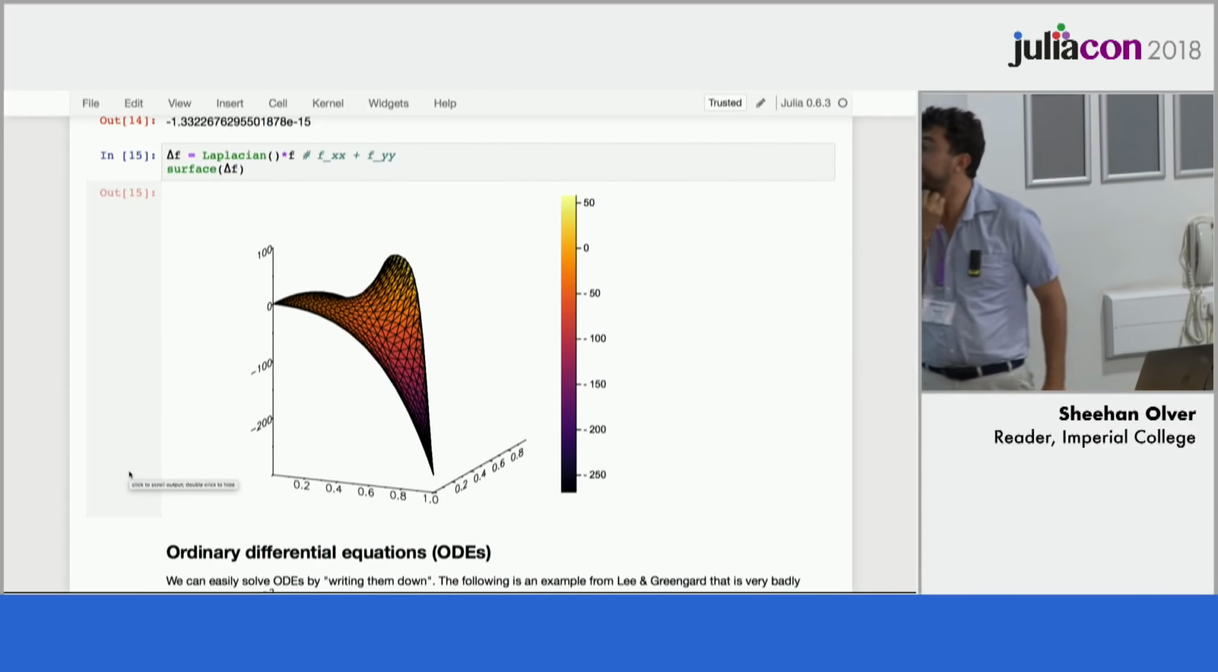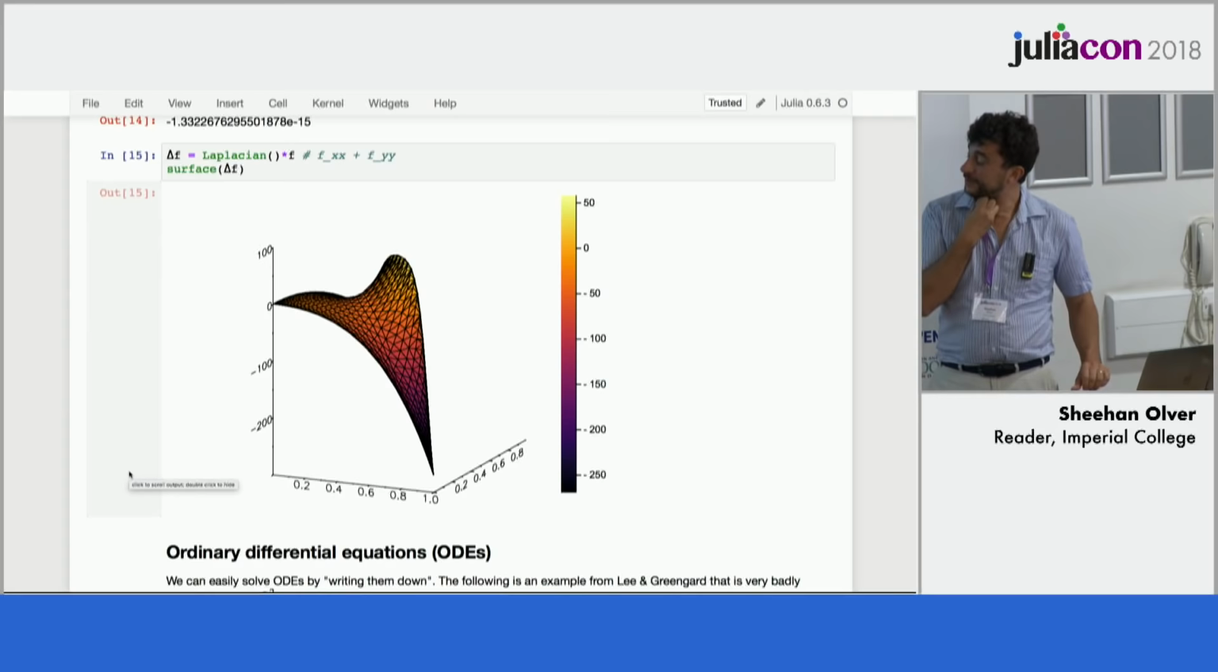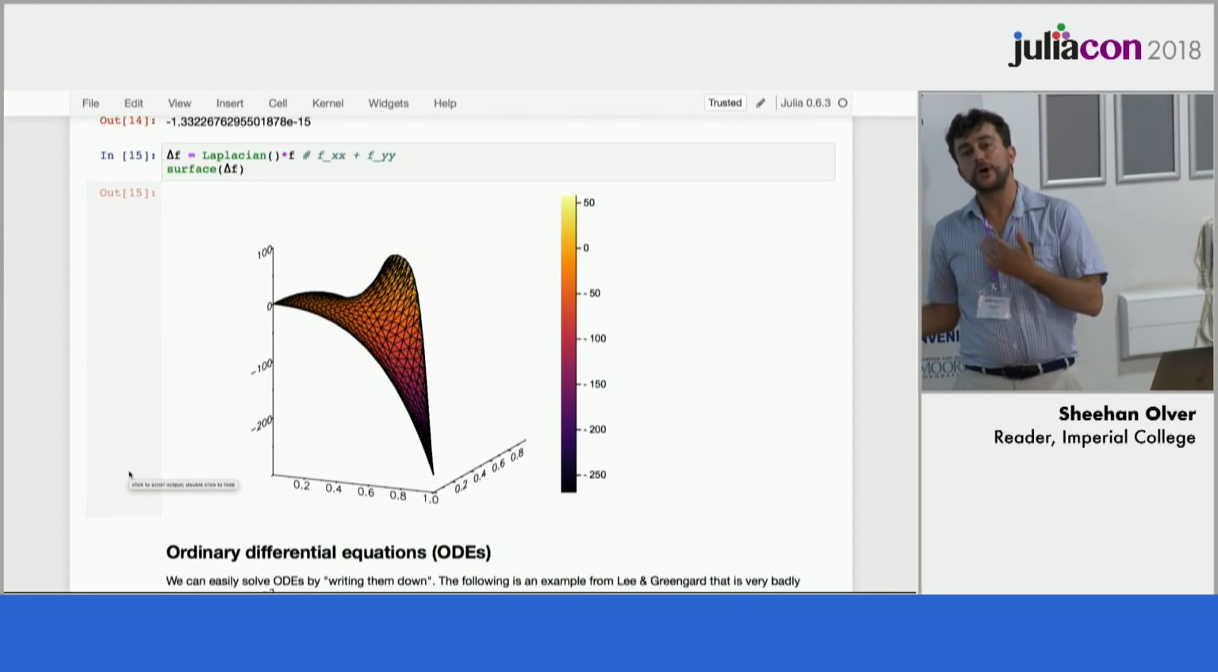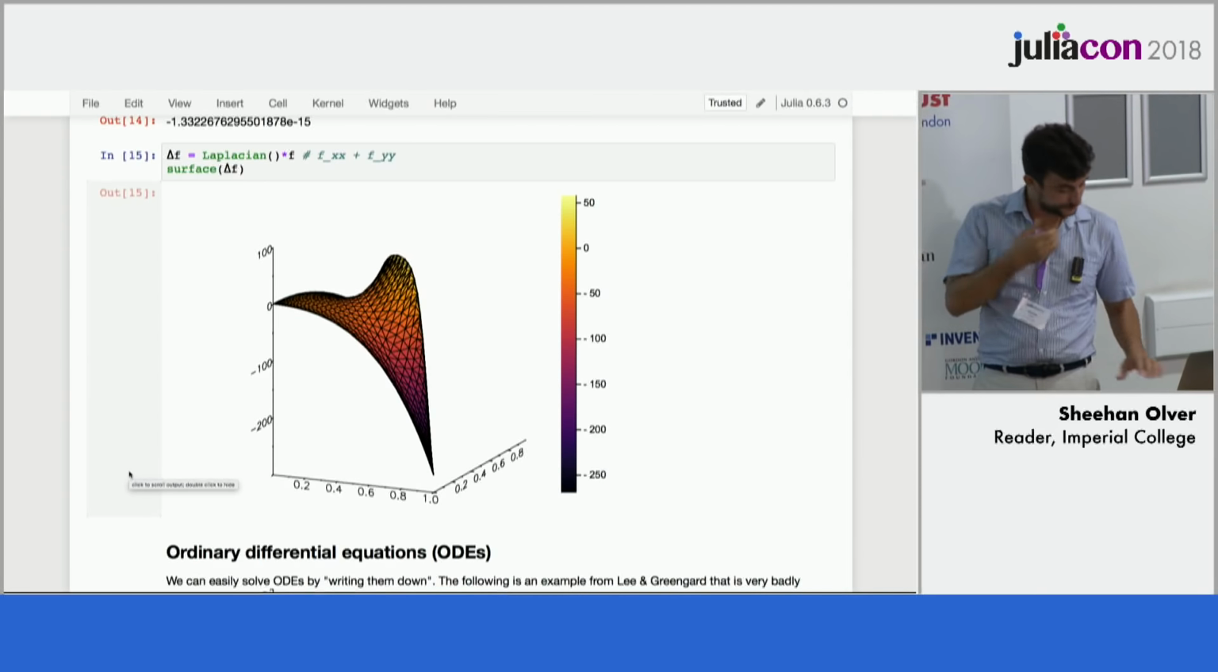So that's manipulating functions. That was the first part. The second part was solving differential equations.